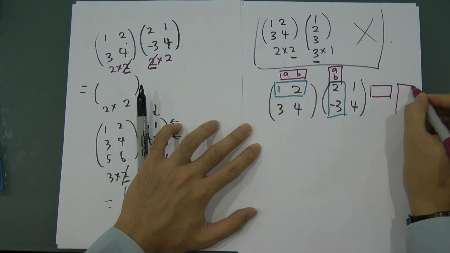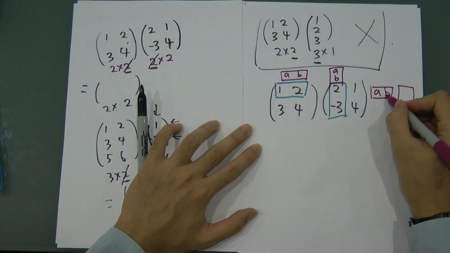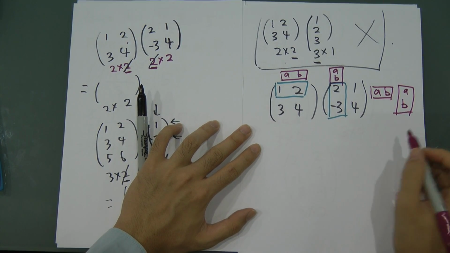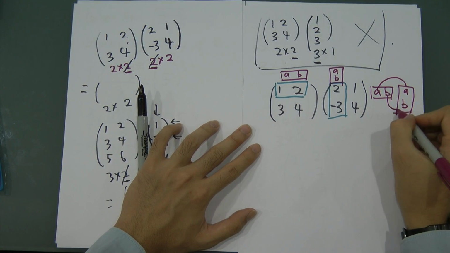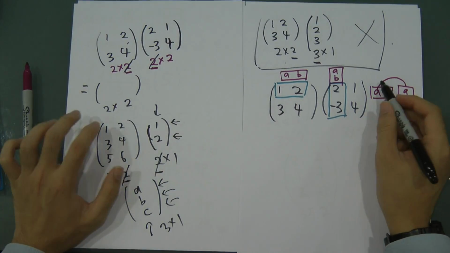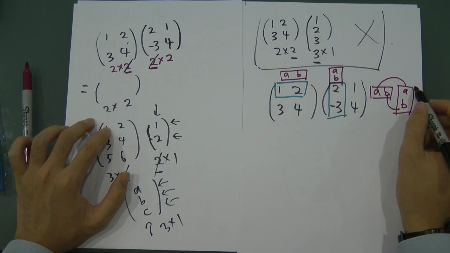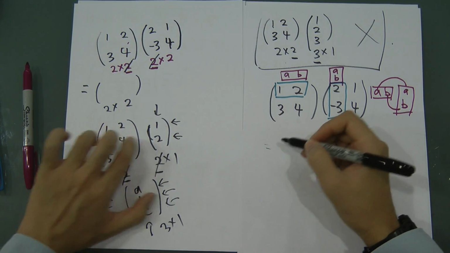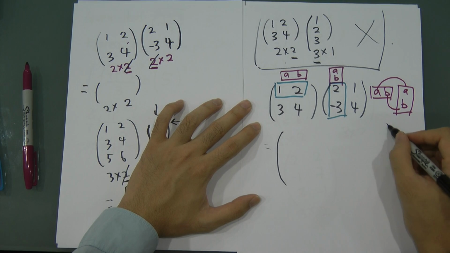AB multiple with AB, multiple with AB. A multiple with A, B multiple with B. Okay. Let's see, must be horizontal, multiple vertical. Okay, let's have a look. What is the answer on here?